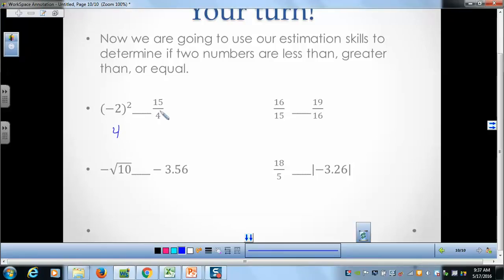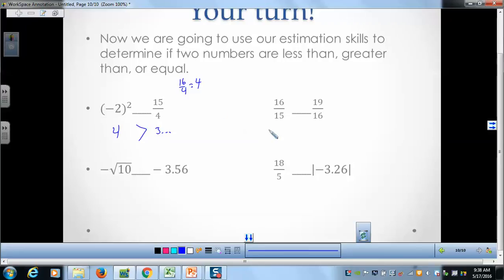Now, hopefully what you figured out is that 16 over 4 would be 4 wholes. So this has to be a little bit less than 4. So this is 3 point something. So what that tells us is that 4 is going to be greater than that number.